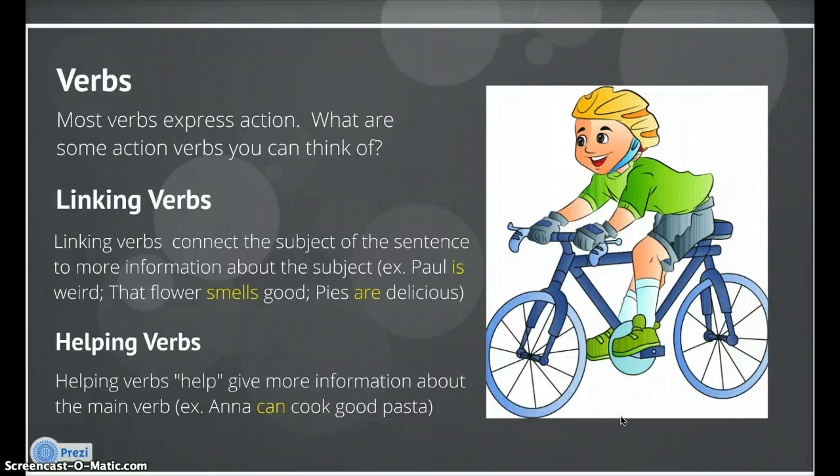The verb is cook. That's the action that Anna does when she cooks pasta. But the word can is actually helping the word cook by giving us more information. We're saying Anna can cook pasta, meaning she is able to cook pasta, not just Anna cooks good pasta.